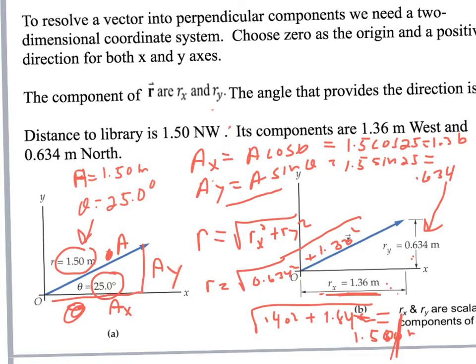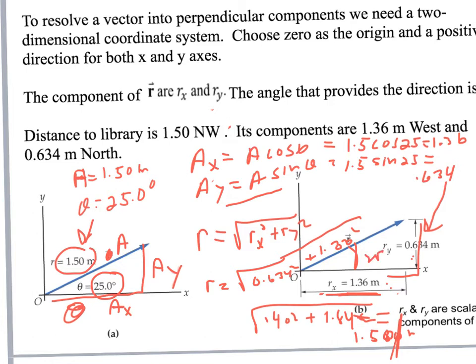So we see we can go either way with that. Both of these figures, figure A and figure B, are equivalent representations. They're both telling you that you're going 1.5 meters in a certain direction, and that direction is divided into an x and a y component. You're going to go 1.36 meters this way and 0.63 meters that way, or 25 degrees towards the y direction with reference to x. And we are 25 degrees there.